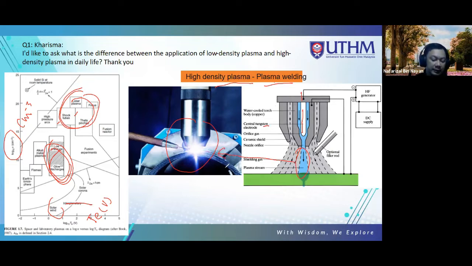So if you want to know whether the plasma is high density or not, the most basic way is by just seeing the plasma itself.